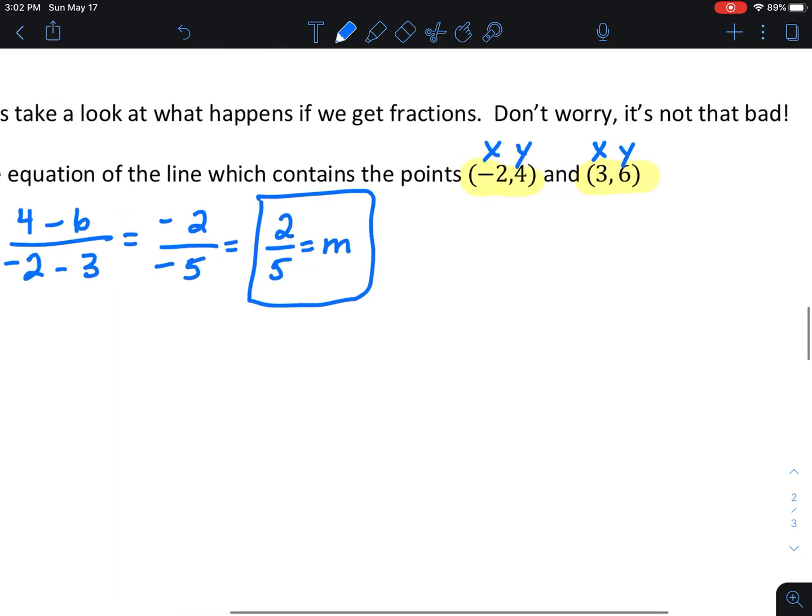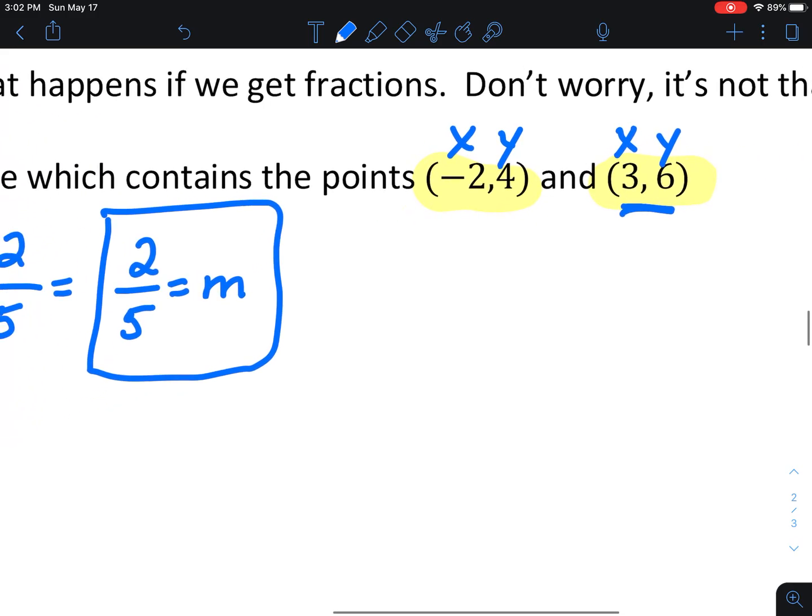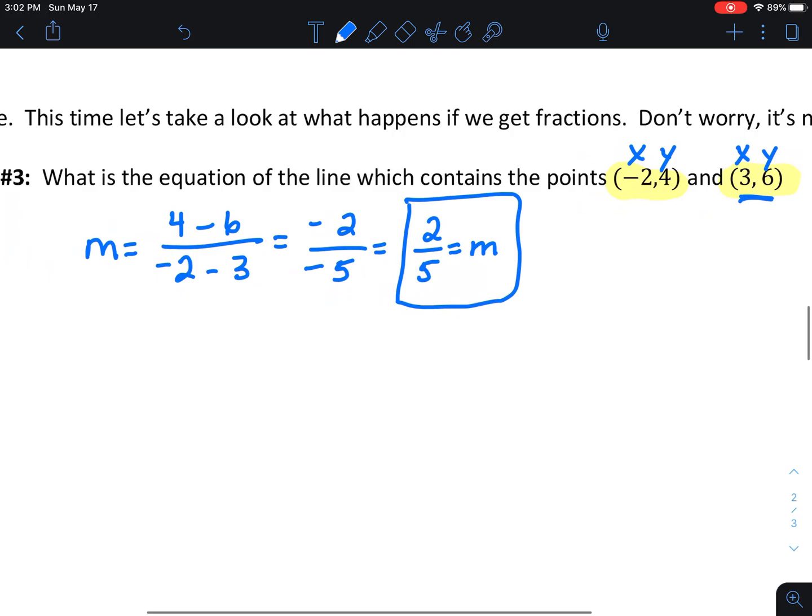All right, now which point are we going to choose? Negative 2, 4, or 3, 6? I think I'm going to go for 3, 6 because they're positive, okay? So what do we do with that 3, 6? Well, remember in step number 2, we say x is equal to 3 and y is equal to 6. Now we get to substitute the x, y, and m into y equals mx plus b.